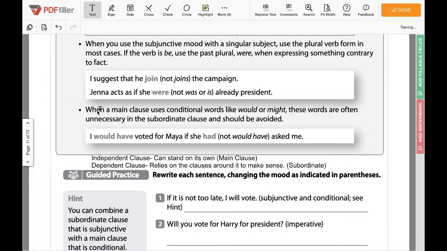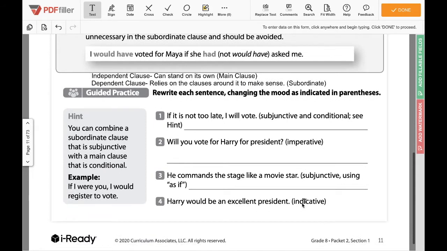So if we look at this, it says when an independent clause uses conditional words like would or might, these words are often unnecessary in the dependent clause and should be avoided. So our independent clause is, I would have voted for Maya. In the independent clause, they use the word would. So we don't need to use that in the dependent clause because it would be really repetitive. So the dependent clause is if she had asked me. So instead of saying would have, they said had. I should have explained that earlier. I did not think to.